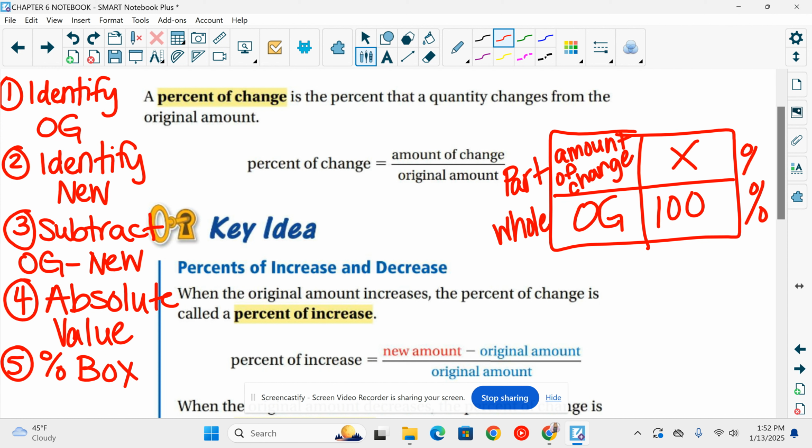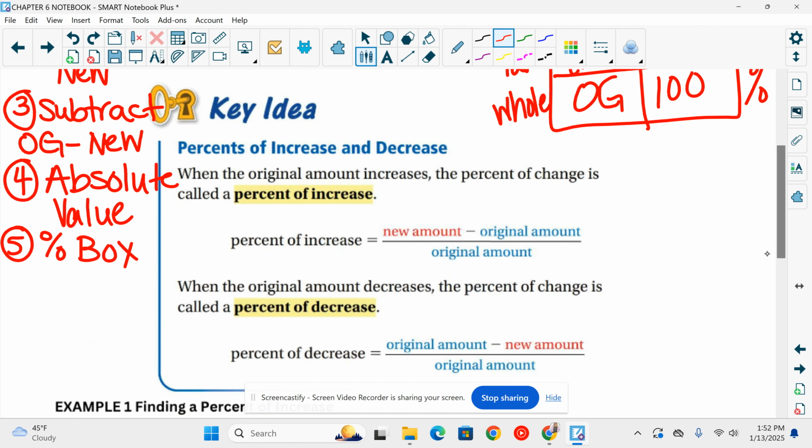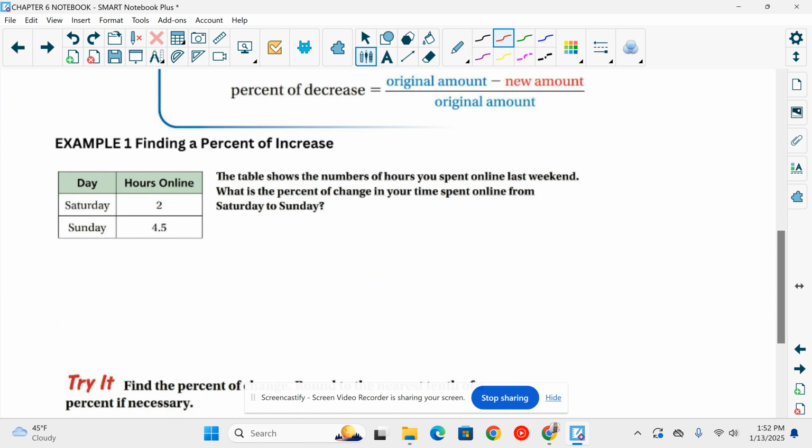So we have 5 steps, and they're quick, easy steps to do this, especially if we use the percent box. So let's apply these steps to example 1. It says the table shows the number of hours you spent online last weekend. We probably should have said on your phone last weekend, but I have a feeling it would have been higher than this. What is the percent of change in your time spent online from Saturday to Sunday?